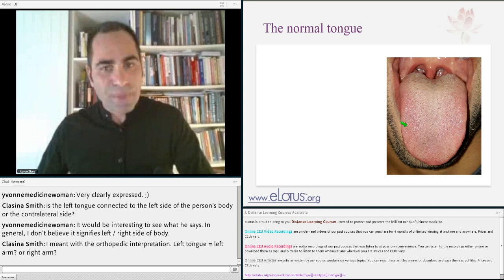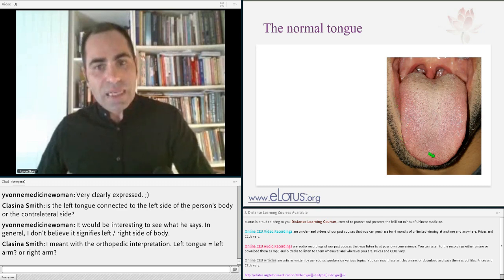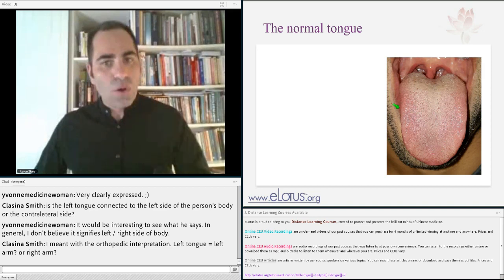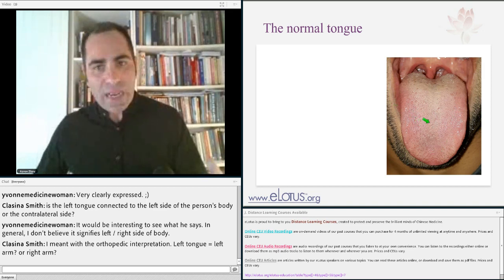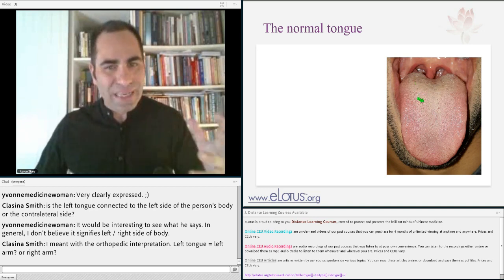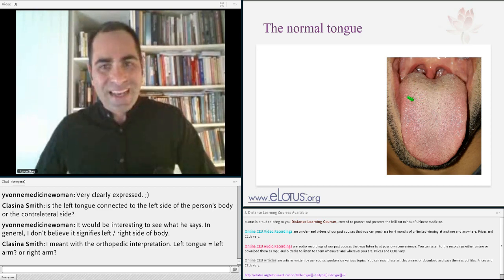Basically, the color is pinkish, the shape is quite okay, quite round, even though here it's a bit more straight, but the left side of the tongue is quite good. There are no sinking areas, there are no cracks, the coating is not too thick, maybe a bit here, but again, not a perfect tongue, not a perfect person.